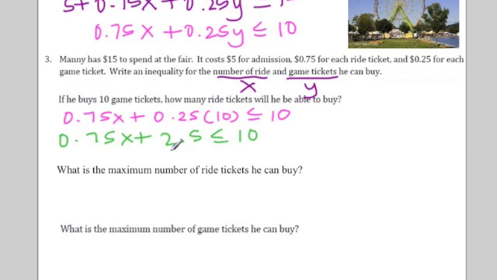So I have 0.75x is less than or equal to 7.5. And then if I solve this one, I would divide both sides by 0.75. If you take 7.5 divided by 0.75, x is less than or equal to 10. So if he buys 10 game tickets, how many ride tickets will he be able to buy? He can buy no more than 10 ride tickets. Okay.